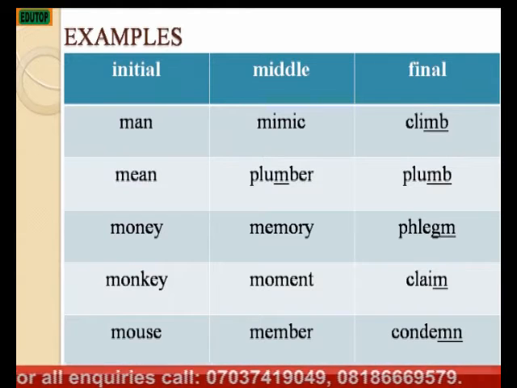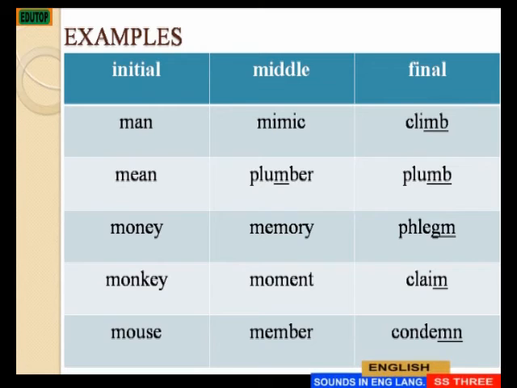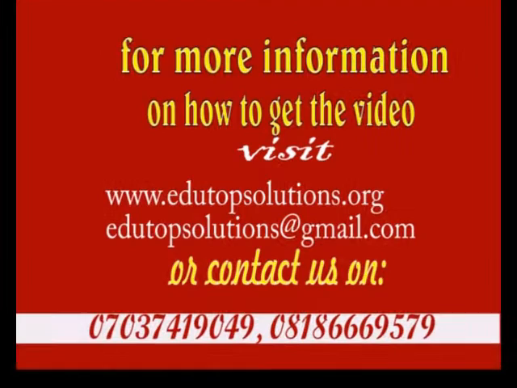Examples: initial, you can have man, mean, money, monkey, mouse. At the middle, milk, plumber, memory, moment, member. At the final position, you can have climb, plumb, flame, claim, condemn, and so on.